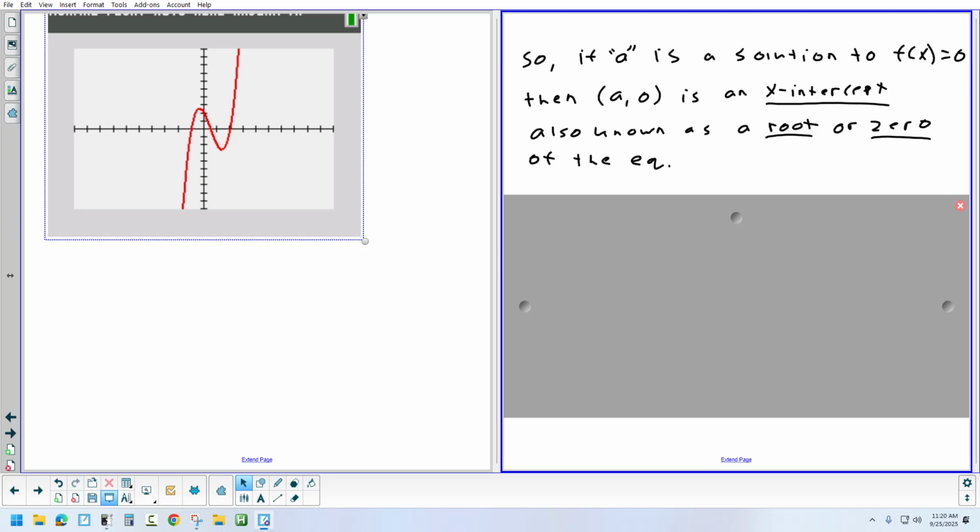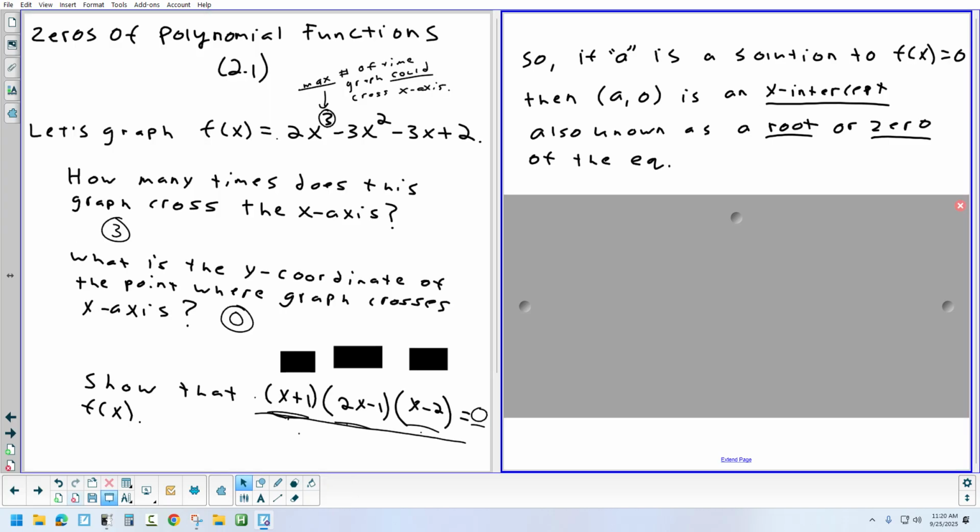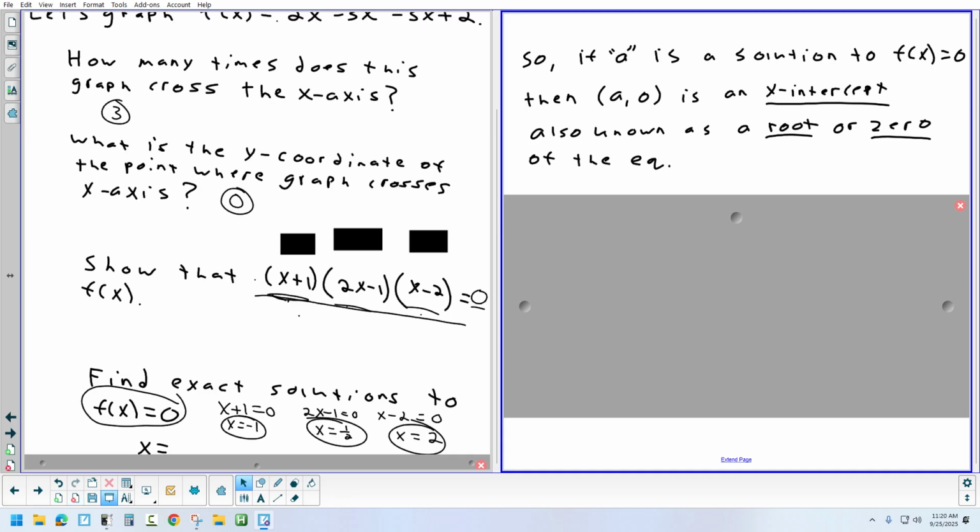So another name for them is also called an x-intercept. Generally, if I ask you for an x-intercept, that is a coordinate. So if I asked you for the x-intercepts on the last problem, you would say, just go back to it, -1, 0, 1/2, 0, 2, 0. Those are the intercepts. The roots, or the zeros, are -1, 1/2, and 2. Doesn't matter what order you list them in, but you would have to list all 3.